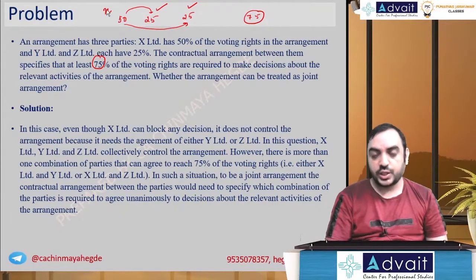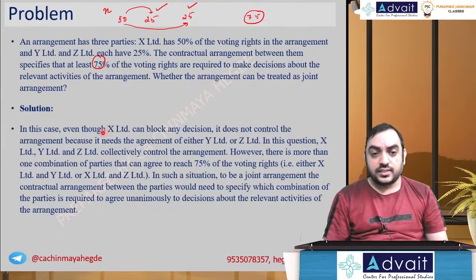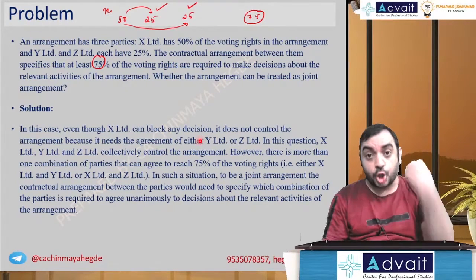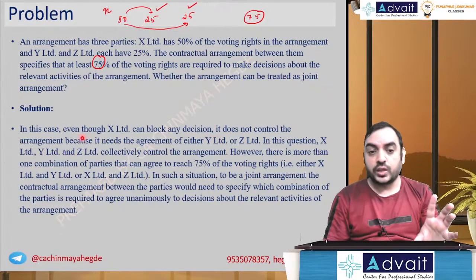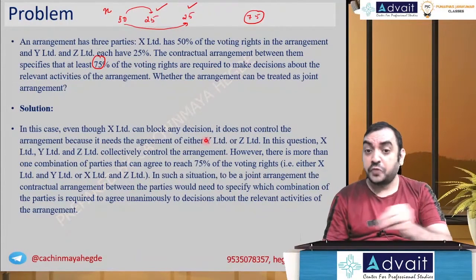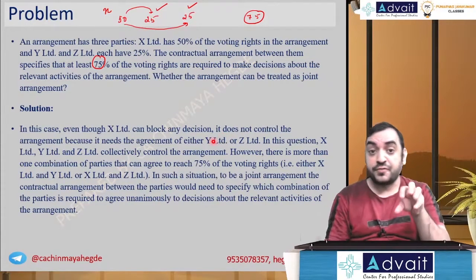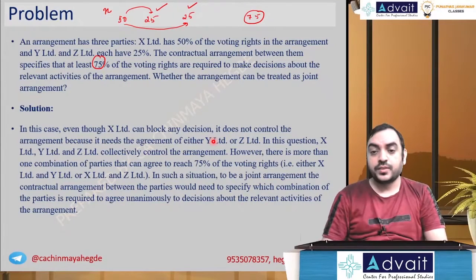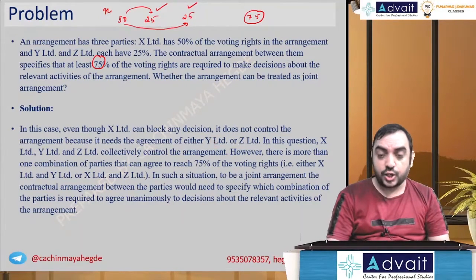Let's see what the solution says. In this case, even though X Limited can block the decision, yes, X Limited can stop it, but it does not control the arrangement because it needs the agreement of either Y Limited or Z Limited, 50 plus 25 or another 25 to make it at least 75. In this question, X Limited, Y Limited, Z Limited collectively control the arrangement.